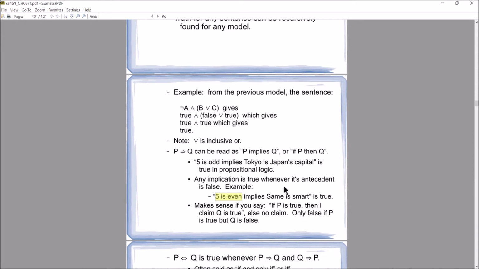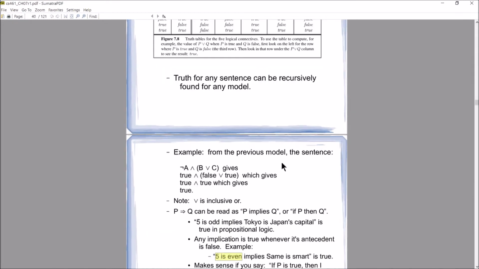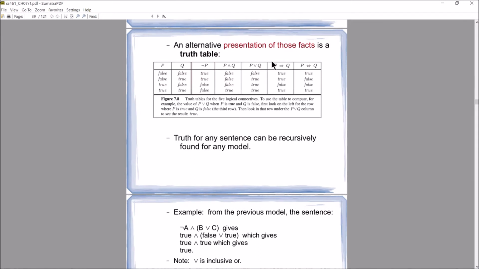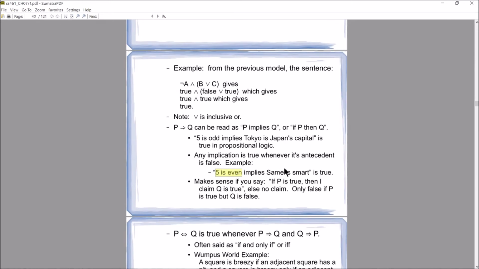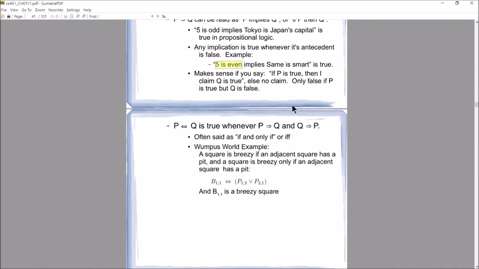Let me see if I can give you an example here. If my premise is garbage, then whatever I claim to follow from that premise, you can say it's true, whatever you want, right? If I say unicorns exist, therefore climate change is a hoax, that implication is true because unicorns existing is false.